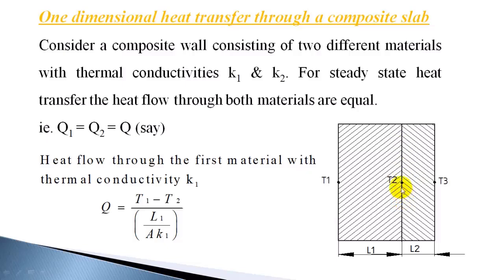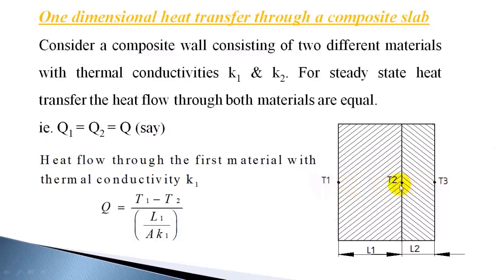That means it's not steady state. So when the junction temperature rises, the temperature difference within this material will increase, and with more temperature difference, more heat flow takes place and the temperature will come down. So after some time, steady state will be attained. You should leave it for a longer period of time. So we are considering the steady state heat conduction only.